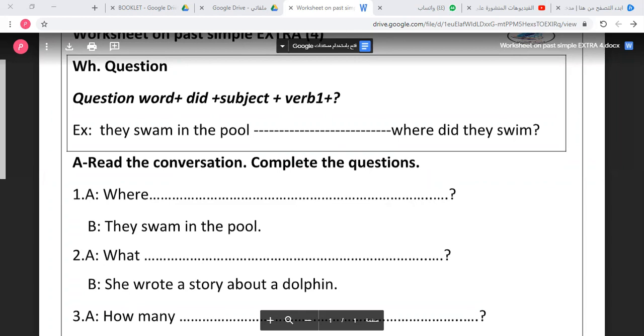Okay, look, Tayyim. We use did. When we ask a question, we use did. So we write here did, like this. After did, we put the subject. The subject is he, so we write here he. After that, we put verb one. Verb one is catch. Okay, Tayyim, thank you very much.